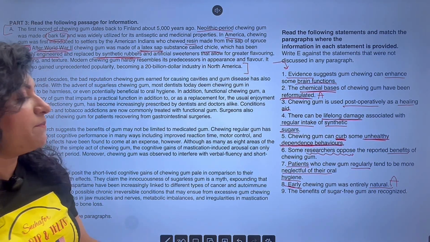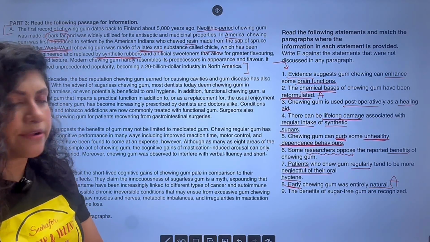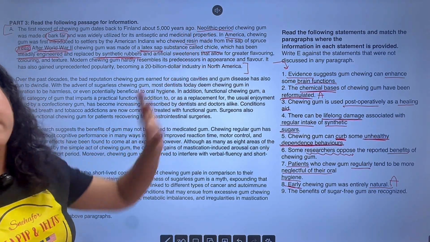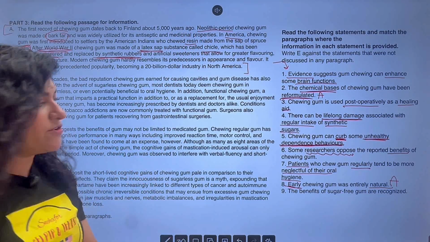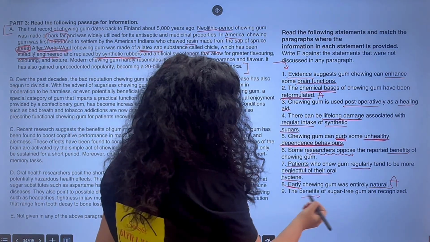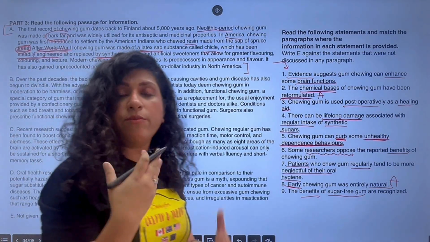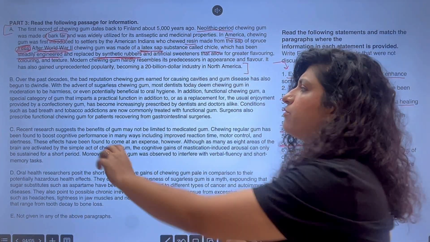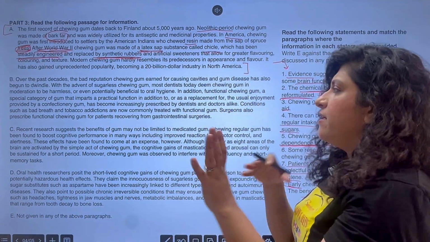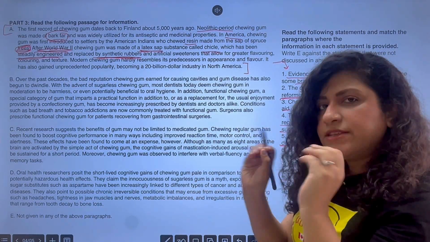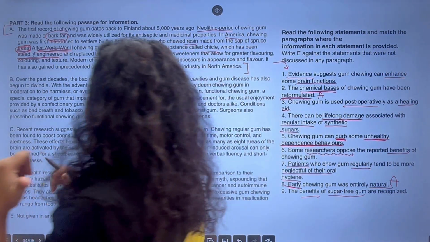And last question, the benefits of sugar-free gum are recognized. Now, para A definitely does not talk anything related to benefits of sugar-free gum. So, I'm going to leave this one as well. And now, what I'm going to do is, now I'm going to read para B. Again, read it, remember the points, match them back to the questions.